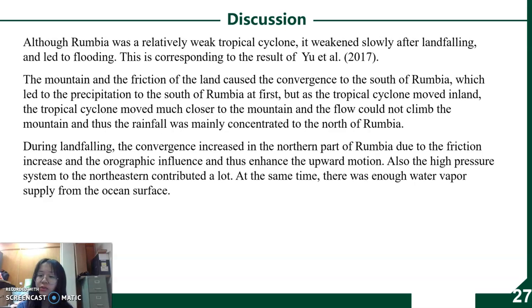Rambia was also influenced by other systems, which led to its divergent structure and asymmetric structure. And the strength did not decrease rapidly. This may be a favorable condition for heavy rainfall, and this corresponds to the research before.